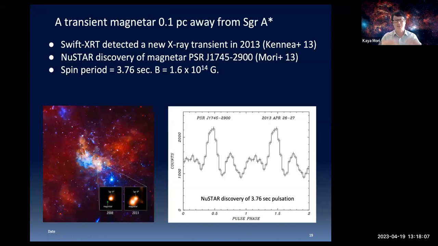Then we have one magnetar right next to Sagittarius A star, only 0.1 parsecs away. This is one of the beautiful stories. Swift has been monitoring the galactic center and NuSTAR followed up. So we published two papers.